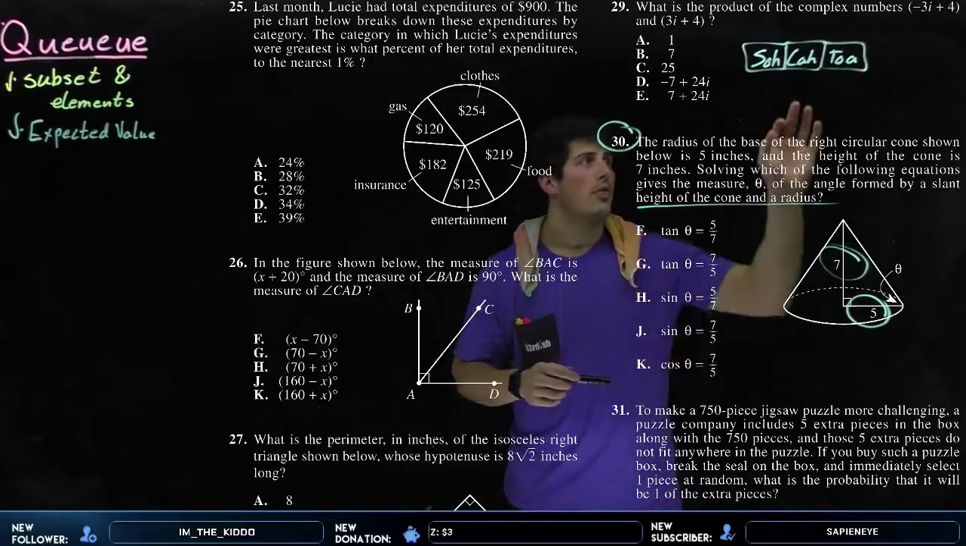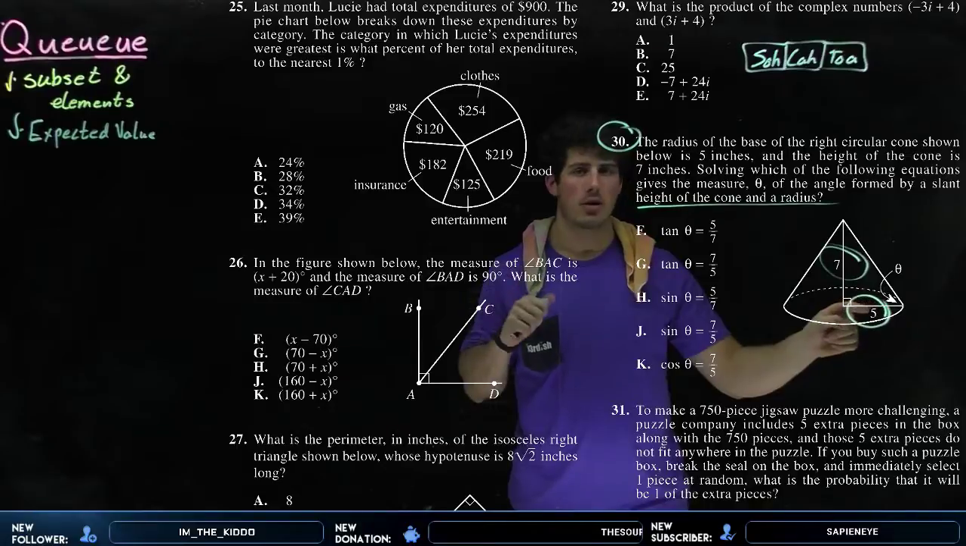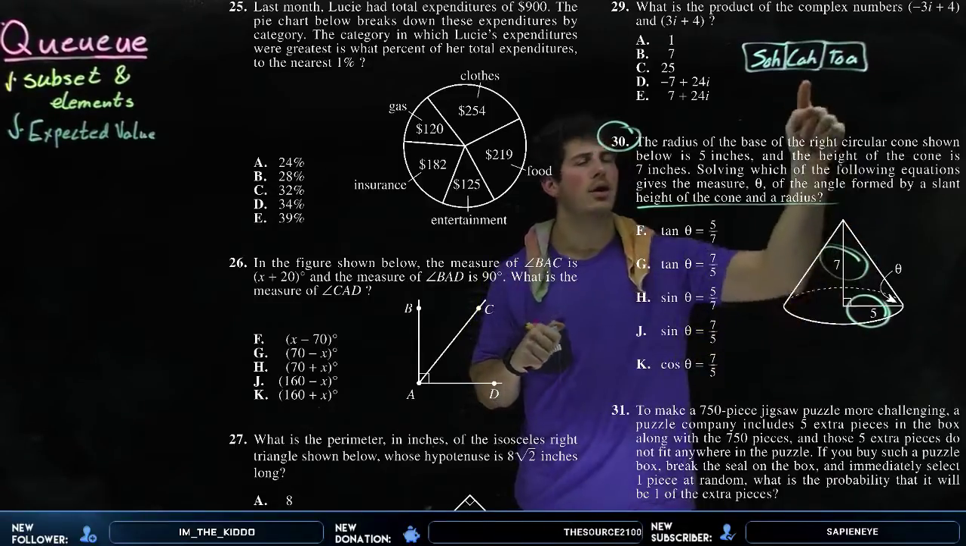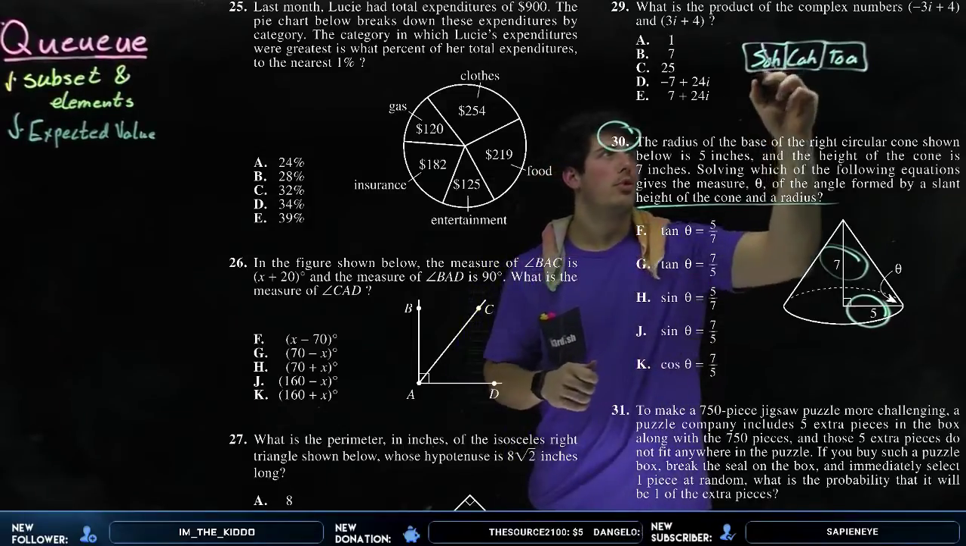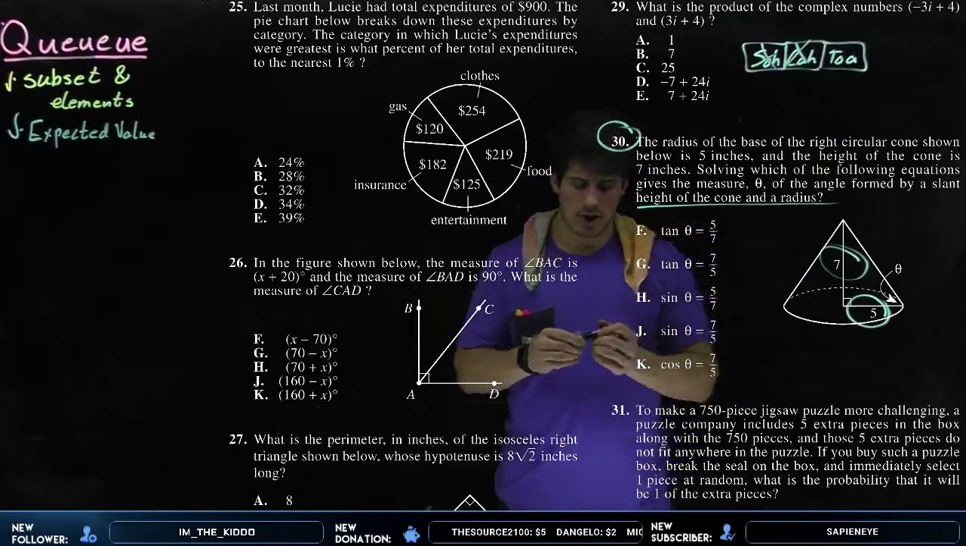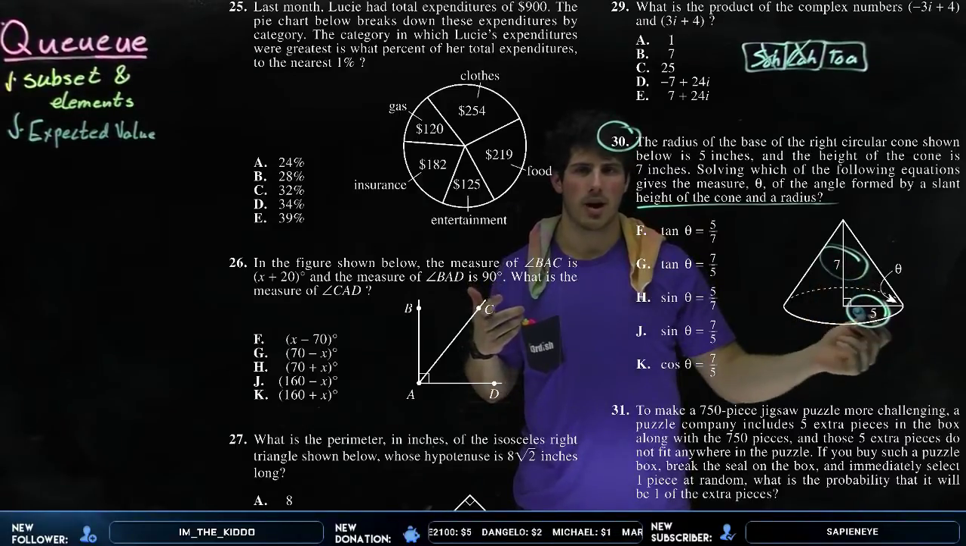Yes. Then we have cosine, which is the adjacent, 5. We've got one of the legs over the hypotenuse. I can't use that either. So what we're left with is the tangent. And the tangent is the opposite, which is 7, over the adjacent, which is 5.